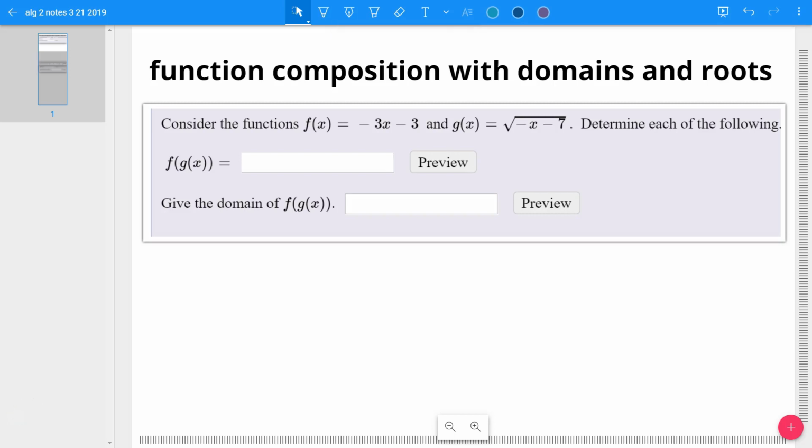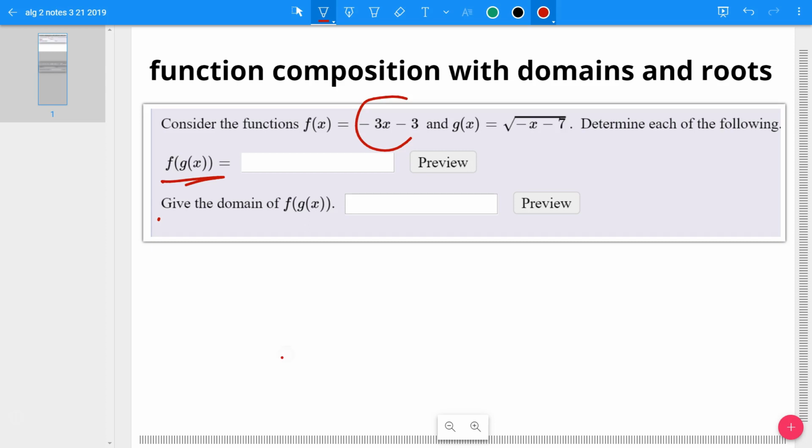I just want to take a look at finding the following function composition with domains and roots. So it says consider the functions f of x equals negative 3x minus 3. So this is our function right here. And the other one says g of x equals the square root of negative x minus 7. And we have to determine two pieces of information. One is f of g of x. And the other one is the domain of f of g of x.